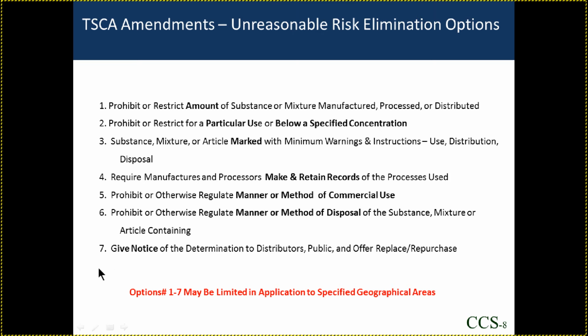supply chain. And then overall, as indicated in the bottom note there, any of these 7 options can be specified for a specific geographical area, and it remains to be seen how EPA might plan to interpret that, where it's restricted in some way in some area of the country but not in others.